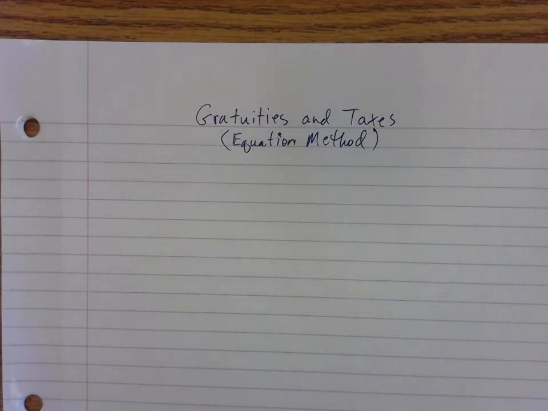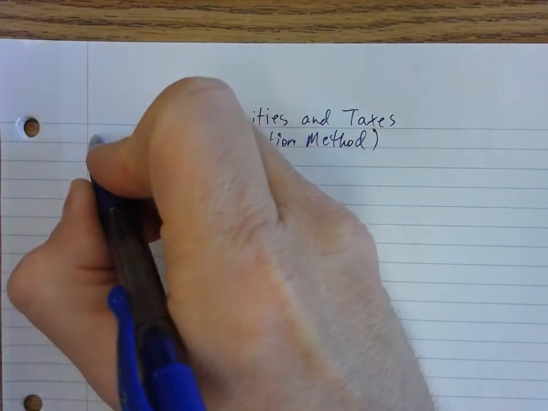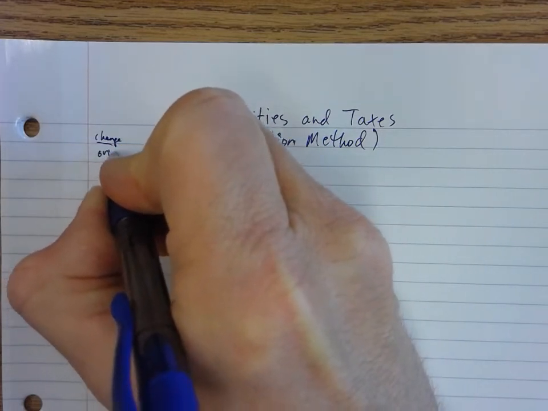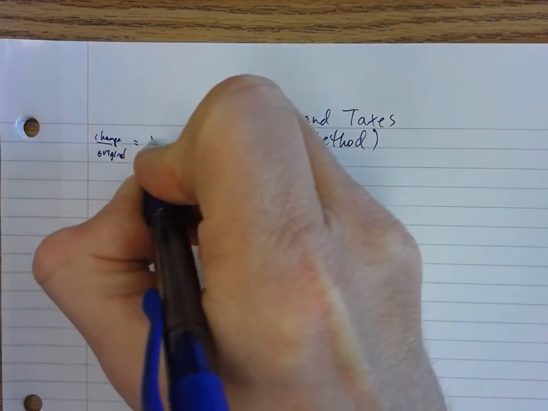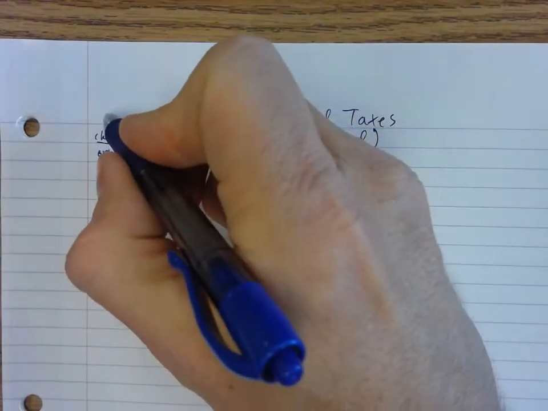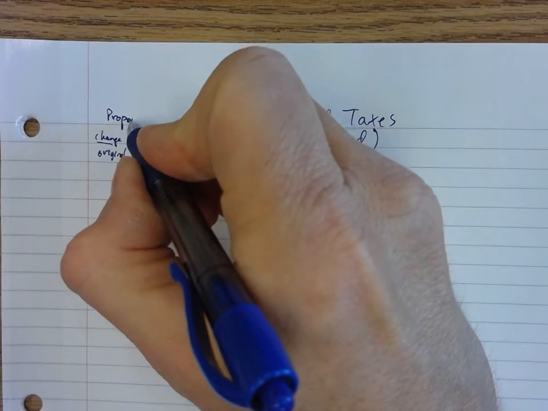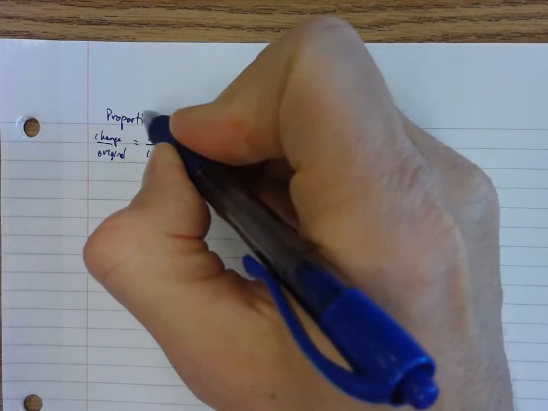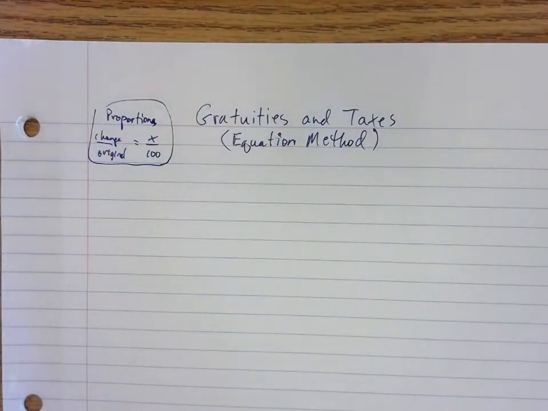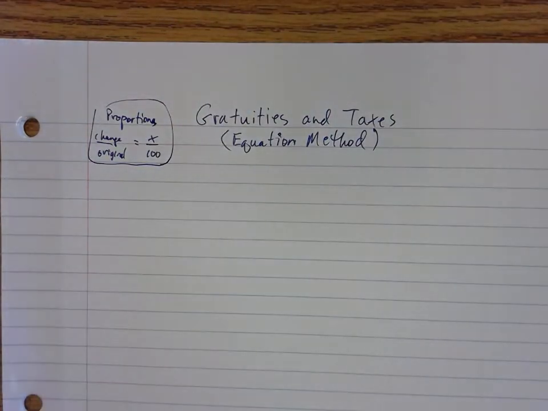Today we're going to talk about the equation method, how to do this stuff with gratuities and taxes. Up to this point we've been talking a lot about the proportion method, where we've done change over original equals x over 100, taking the percentage and putting it over 100. Today we're going to talk about the equation method. If you feel comfortable with that, now I'm going to teach you a new method. It may speed things up a little bit.